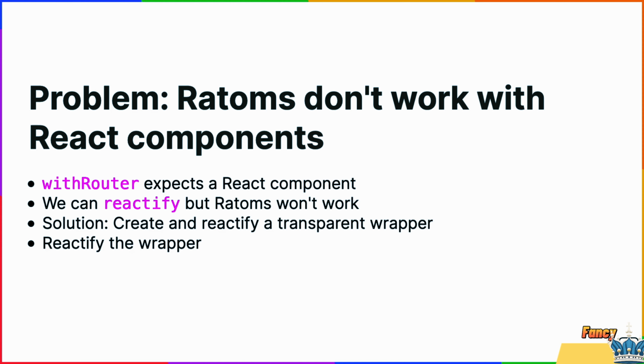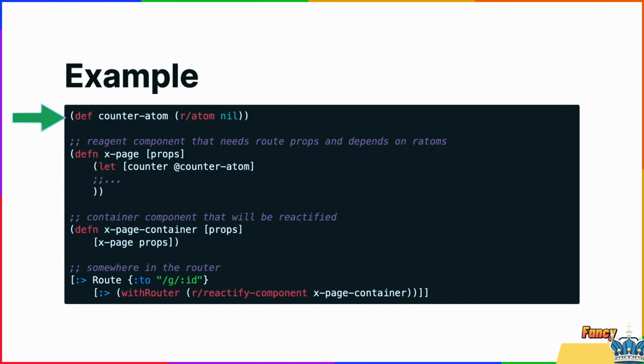Let's understand this with an example. We defined a counter atom and an X-page component that depends on this counter atom. Now if we reactify this component and render it at a route, the counter will stop working. To bypass this, we can create an X-page container which just renders the X-page component with the props. Now, if we reactify X-page container, the counter atom will continue to work in X-page.